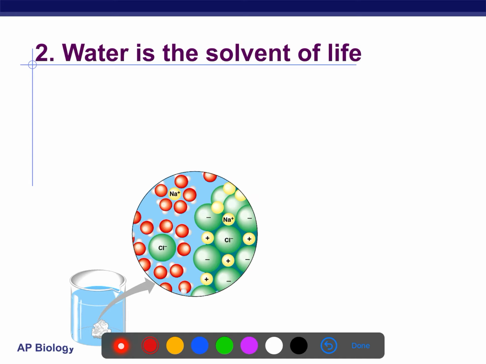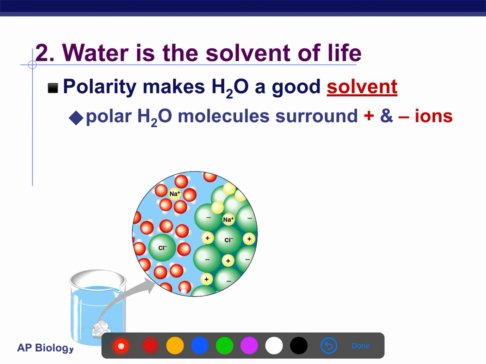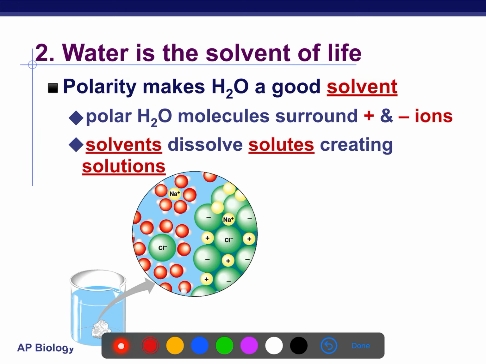So another important property of water is the fact that it is a solvent, or it is able to dissolve other substances or solutes. The reason why it's able to do that is because the polarity of water surrounds positive and negative ions. If we look down here at this beaker, which has salt in it, the water is going to slowly chip away at those sodium and chloride ions, and it's going to dissolve that salt.